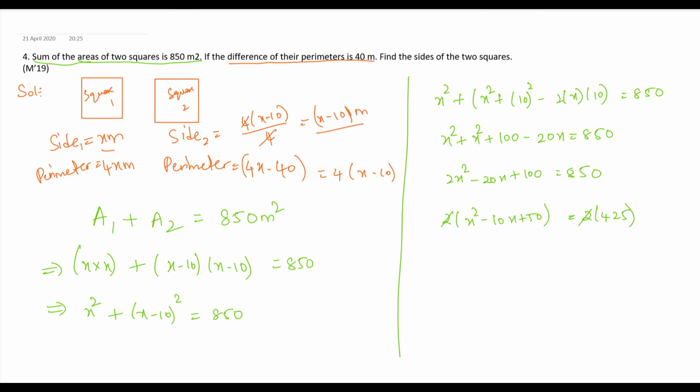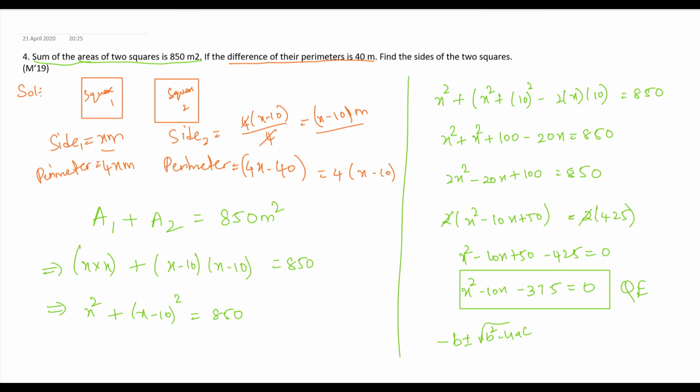2 and 2 get cancelled on both sides, we will be left with x square minus 10x plus 50 minus 425 equated to 0, that is x square minus 10x minus 375 equated to 0. Therefore, this is the required quadratic equation that needs to be solved by minus b plus or minus root over b square minus 4ac by 2a. That's how we find the sides for the fourth question as well.